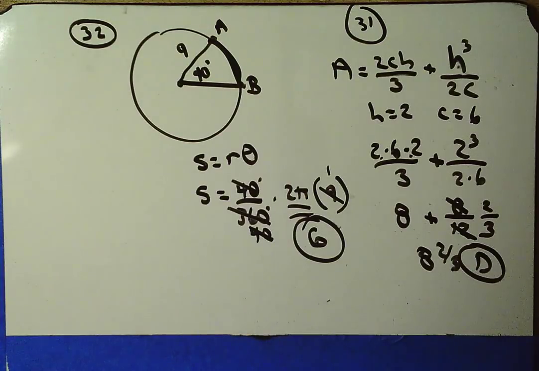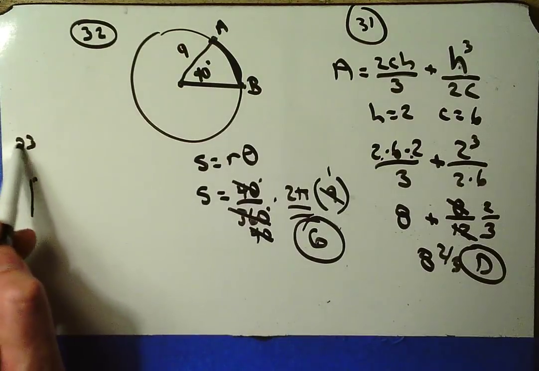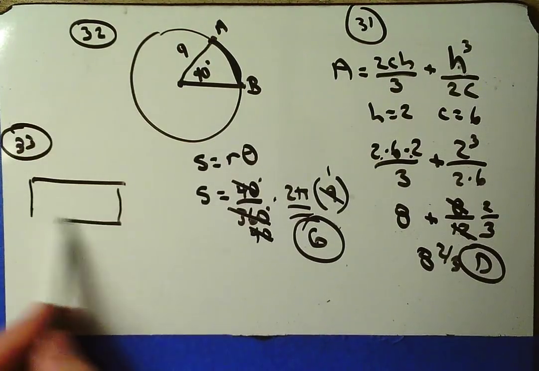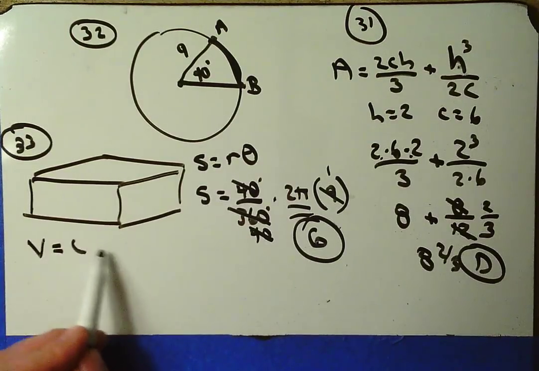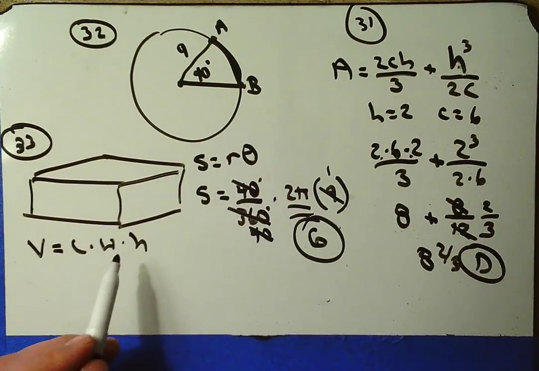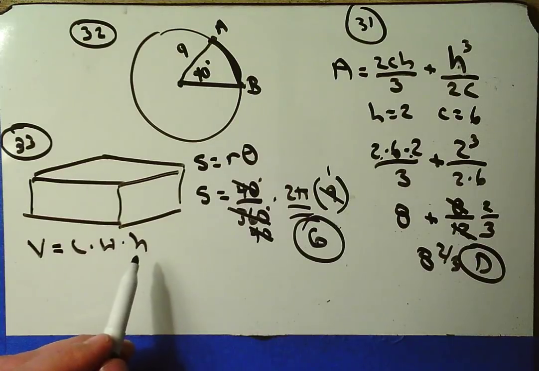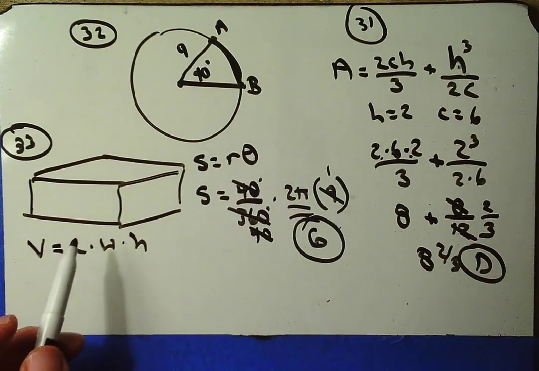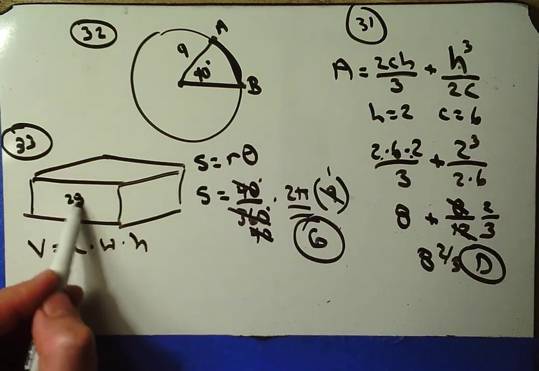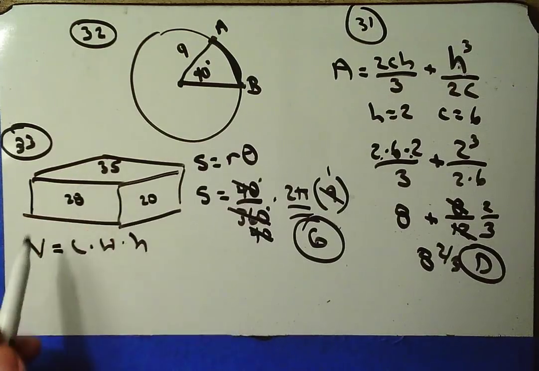Okay, how about 33? Oh, that one we should be able to do. 33 is just the volume of a box. We know the volume is length times width times height. What is the volume of the solid? Oh, well, maybe this is going to be a little more work because they didn't give me the side lengths, they gave me the areas. This is 28, this is 20, and this is 35.